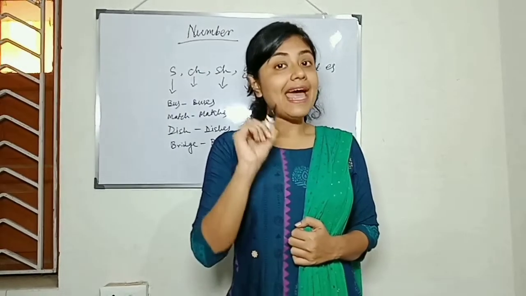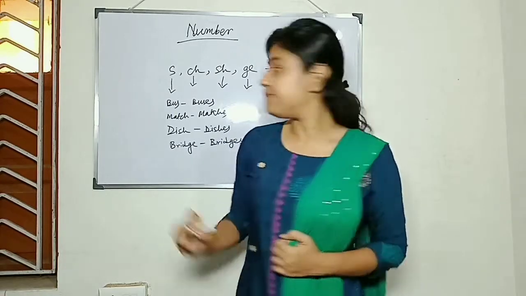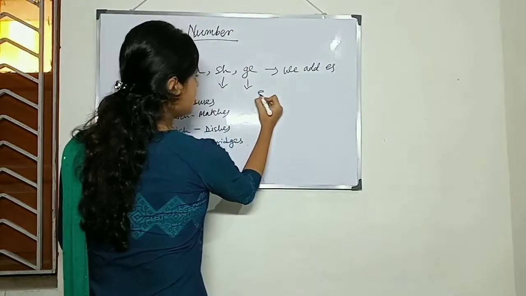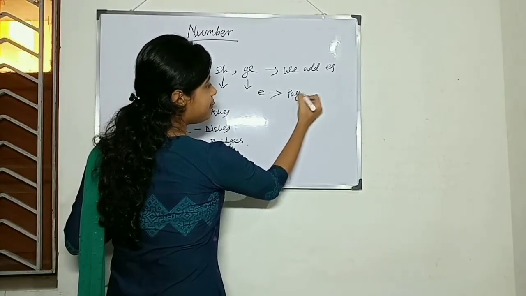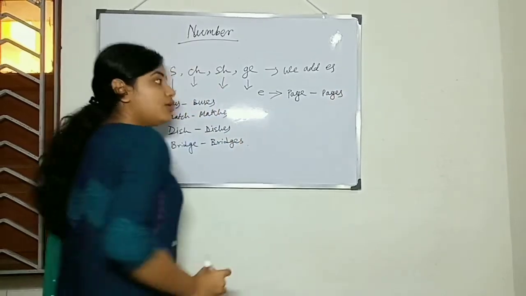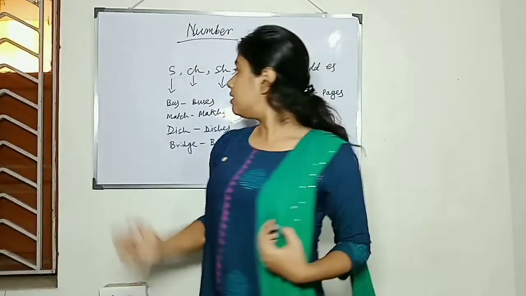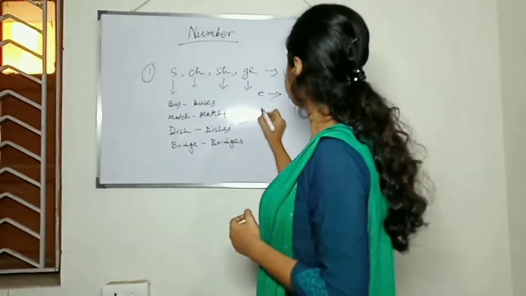We only add S if the singular ends in E. What will be the example? That is page. Page will be pages. Okay. Next rule. This is rule number 1. What is rule number 2?